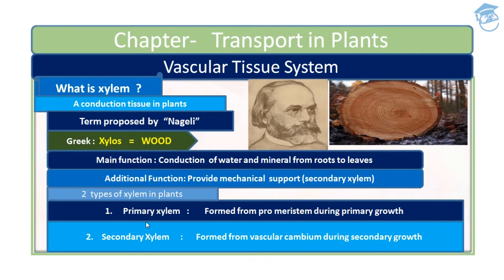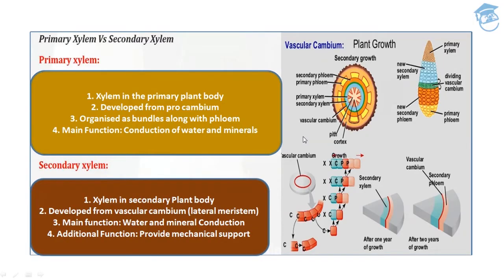Primary xylem is formed from promeristem during primary growth, whereas secondary xylem is formed from vascular cambium during secondary growth. Secondary xylem increases the girth of a plant body because it is involved in the secondary growth of a plant body. Okay. Primary xylem versus secondary xylem.